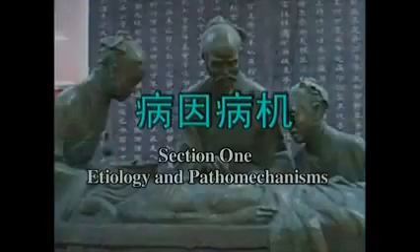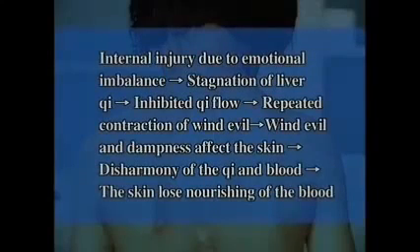Section 1. Etiology and pathomechanisms. Disharmony of qi and blood with stasis and obstruction of the channels and collaterals is always at the root of white patch wind. The effects of emotional and mental immoderation, disruption of the qi dynamic, and repeated contraction of wind evil all affect the skin.